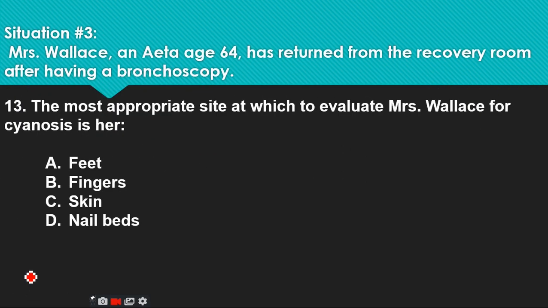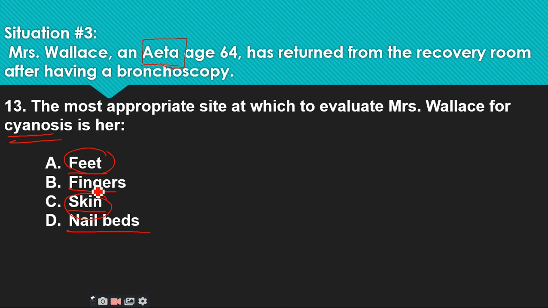Number 13, the most appropriate site at which to evaluate Mrs. Wallace for cyanosis is, take note, the patient is actually Aeta. So if the patient is Aeta, it is expected that their skin pigmentation or complexion is somewhat dark. So in this case, are we going to look at the feet, the fingers, the skin, or the nail beds? And take note, the feet and the fingers are not specified as to which portions, and the skin is going to be dark in color, so it is not the best site for us to assess for cyanosis.